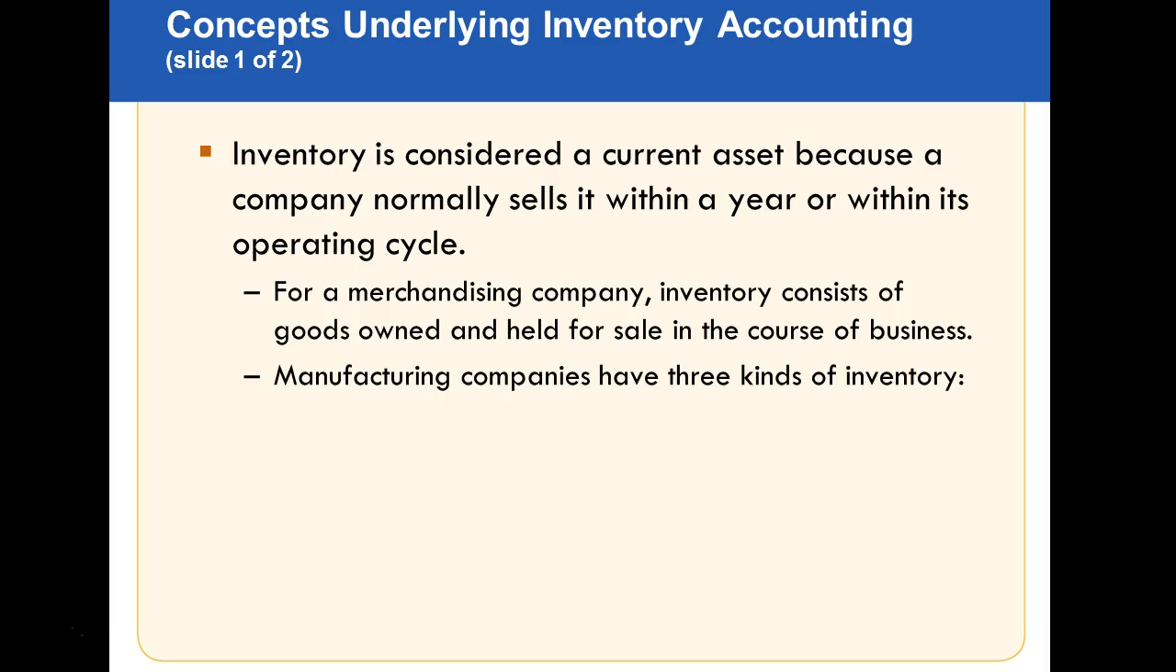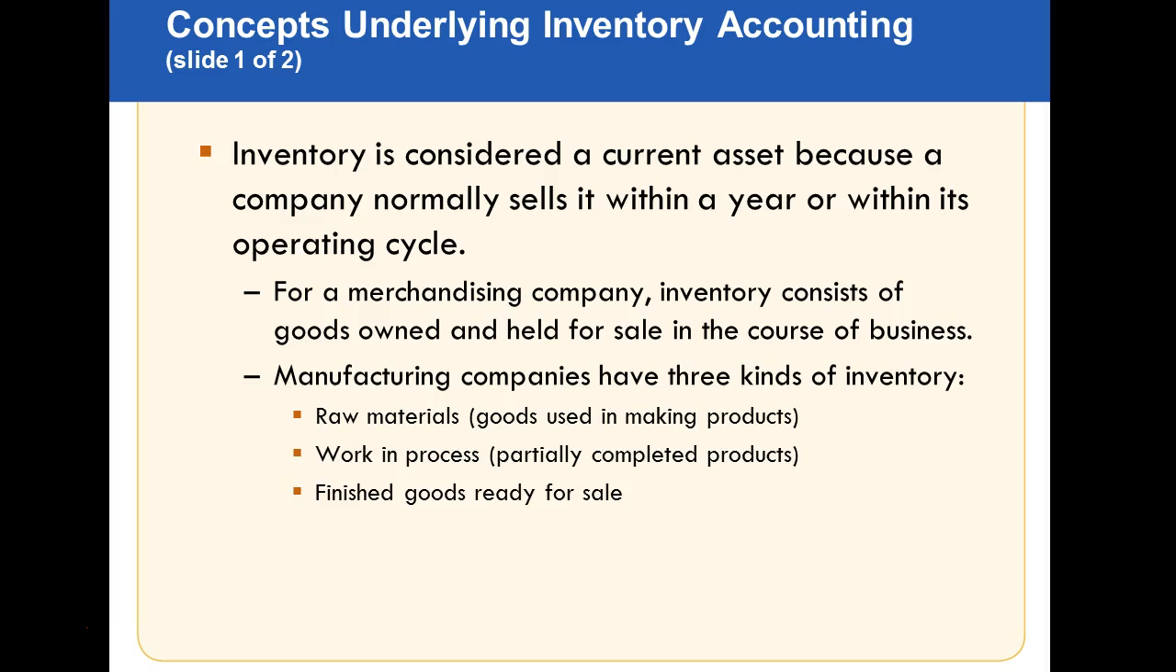Manufacturing companies, it gets a little more complicated. Manufacturing companies have three types of inventory. Think about making these desks or these tables. They have to go and purchase wood and purchase the laminate and purchase some of the metal and purchase paint. Those items are considered raw materials. It's the goods they have to go out and purchase to make the product.